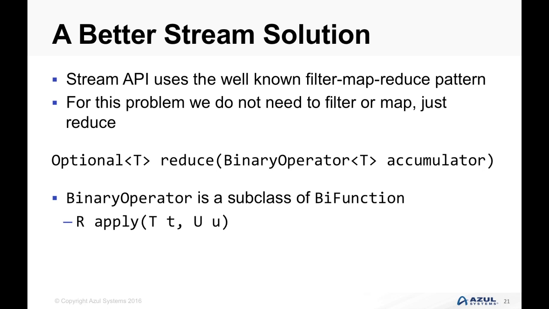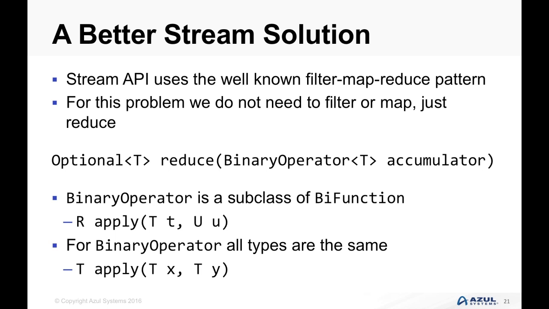And if you look at the definition, a binary operator is a subclass of BiFunction. BiFunction is a function that takes two parameters as input and returns a value. In the case of BiFunction, the types of the parameters and the return type can be different. For a binary operator, all of the types are the same. So we're dealing with same type objects being passed as parameters, and a same type object being returned.